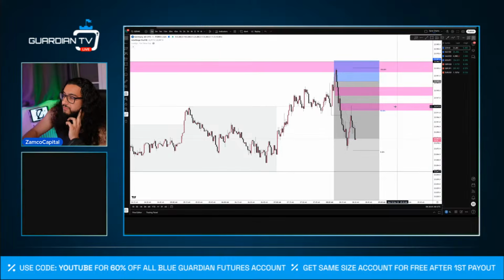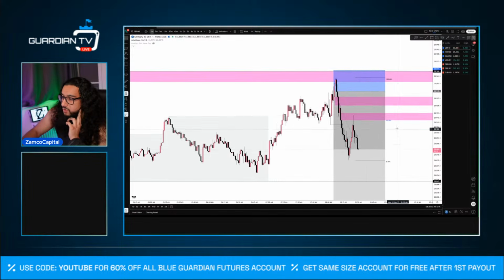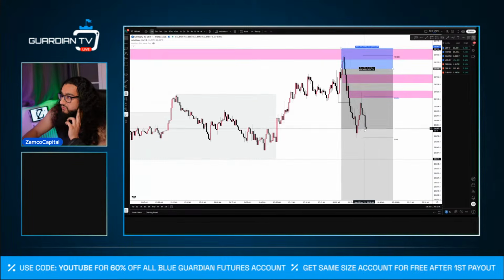You guys seeing this? This was technically the confirmation entry up here because we did break structure to the downside. We did retrace into a premium. There was a 1 minute inefficiency. You take your sell and you just target the lows.